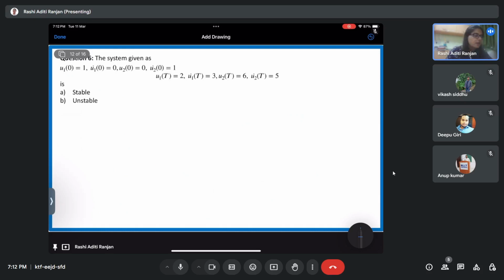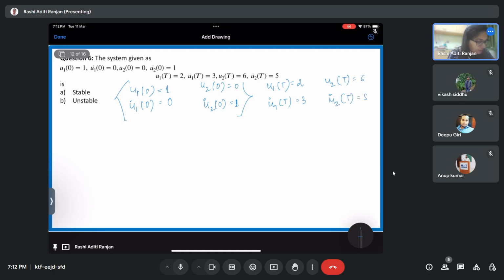We have already gone through the concept once again, so we'll just do it very fast. U1 at 0 is 1. U1 dot at 0 is 0. U2 at 0 is 0. U2 dot at 0 is equal to 1. This is the first set. In the second set, we have U1 at t equal to 2, U1 dot at t equal to 3, U2 at t equal to 6, and U2 dot at t equal to 5. These are the two sets that I have.